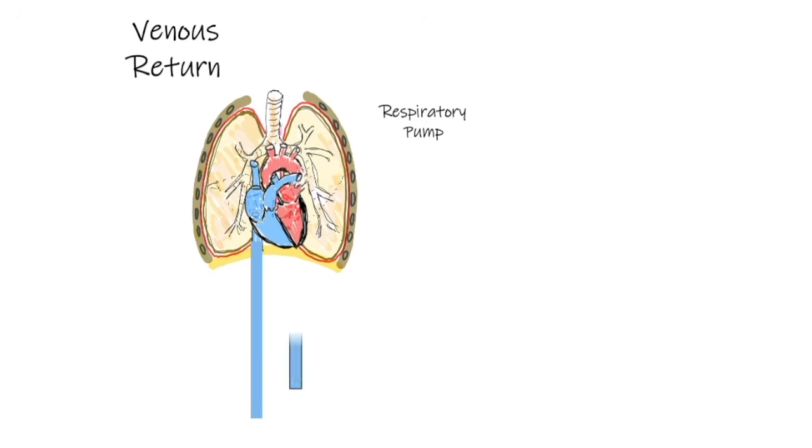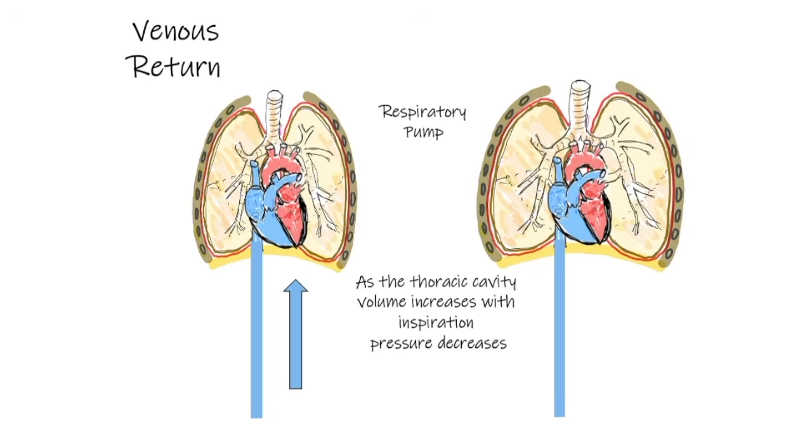When we breathe and we inhale, our thoracic cavity volume increases in size. When you increase the volume of a container, the pressure within that container decreases. So when we breathe in and the pressure in the thoracic cavity decreases, that's actually going to increase venous return.